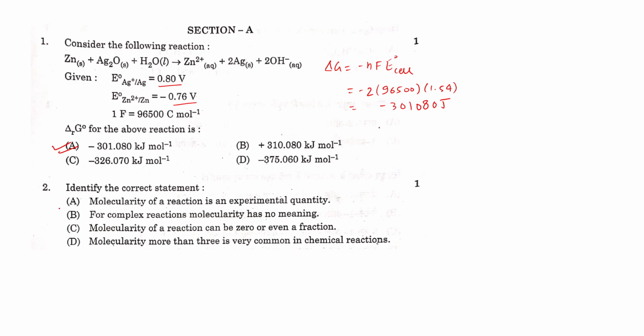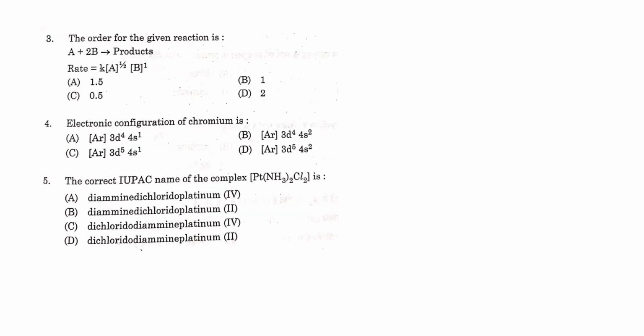This one is the straightforward question. So for a complex reaction, molecularity has no meaning. In this case, again, very simple question. So the question is about order of reaction. So basically, from the rate law expression, you just have to add these powers. So order of reaction is 1.5.